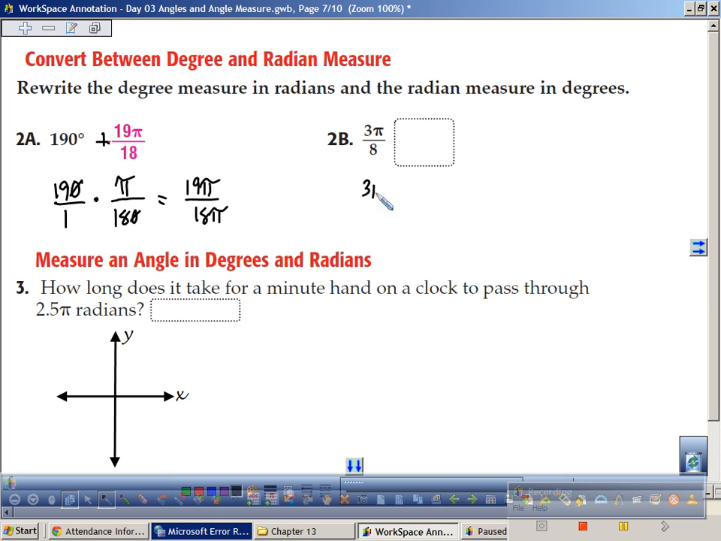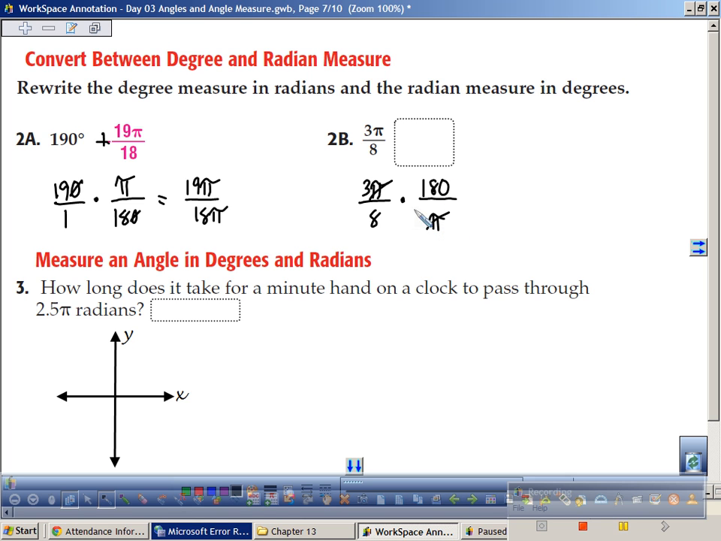So what am I going to do with this one? 3 pi over 8. What do I need to get rid of? The pi. So where's the pi going to go? In the denominator. What's going to go in the numerator? 180. Why? 180 equals 1 pi. Yeah, because these are equal if you're trying to convert it.